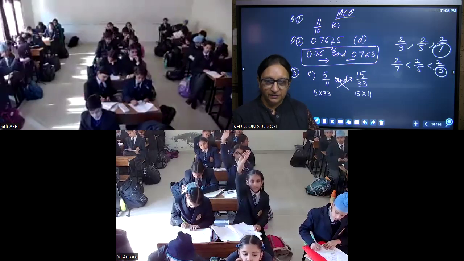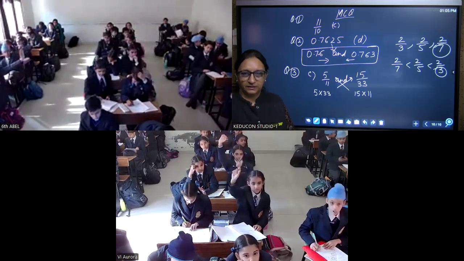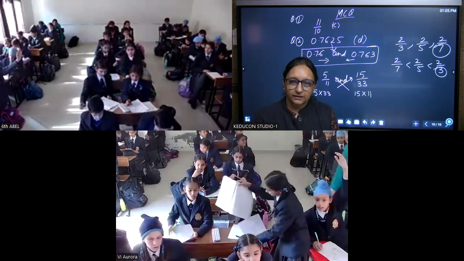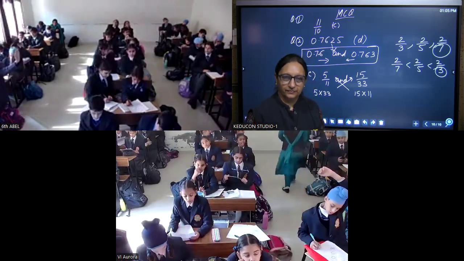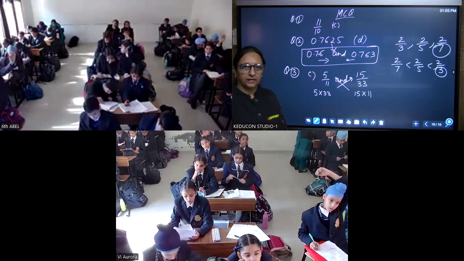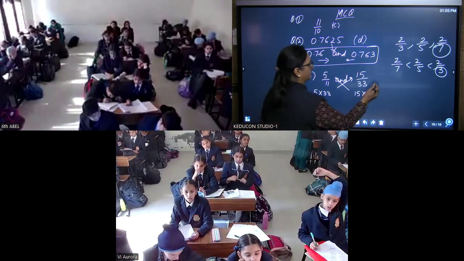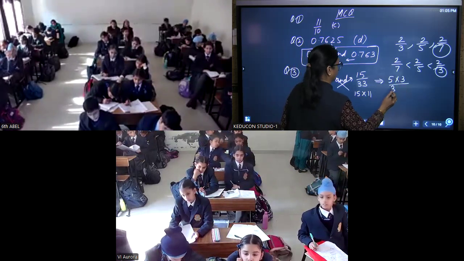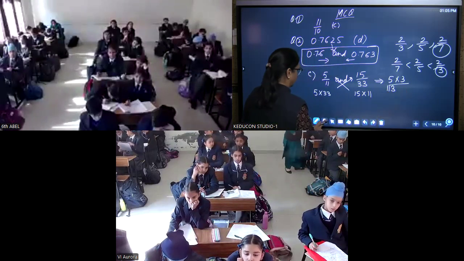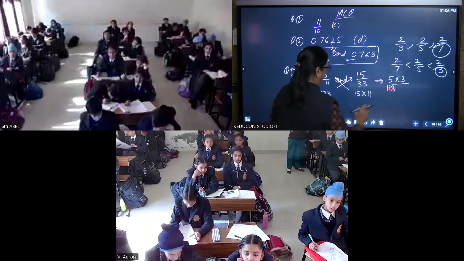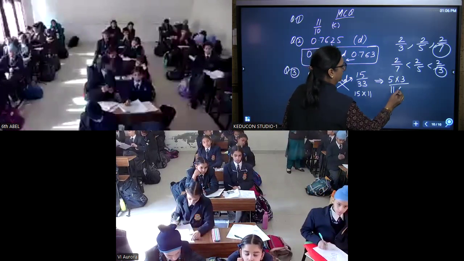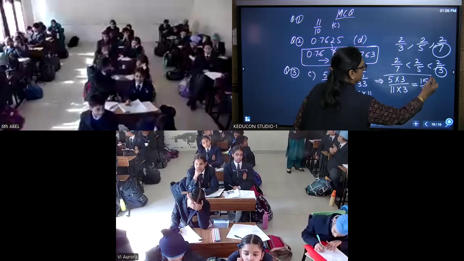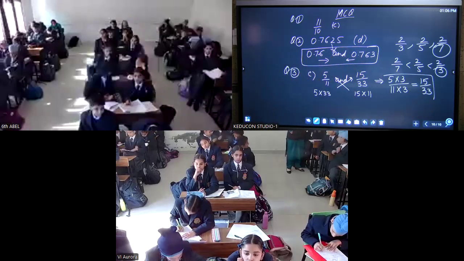Yes, Aruna section, second girl. How will you check? Ma'am, by multiplying it with 3. By multiplying also you can check. You can multiply like this: 5 into 3 by 3 into 11 into 3. Right? You can check whether they are equal or not, because 15 by 33 is coming by multiplying. That's why they are equal. Okay.